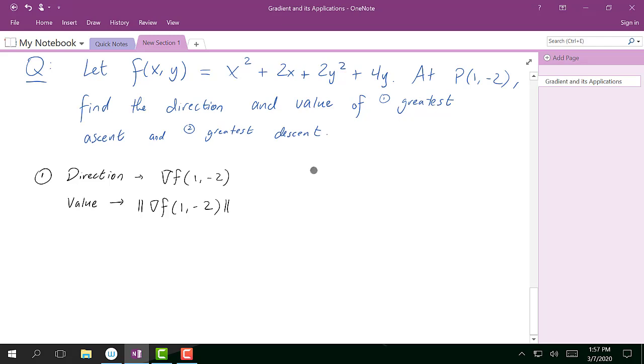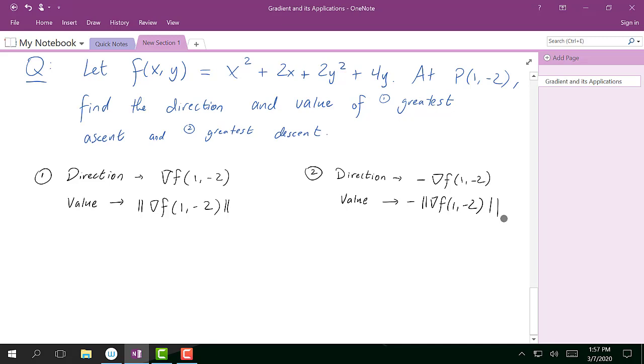In part 2, when we're looking at greatest descent, we simply take the negatives of these. So the direction of greatest descent is going to be the opposite of what we had in 1, so the negative gradient of f at the point (1, -2). And the value is going to be the negative of the magnitude at the point (1, -2). So let's recap what we're saying.